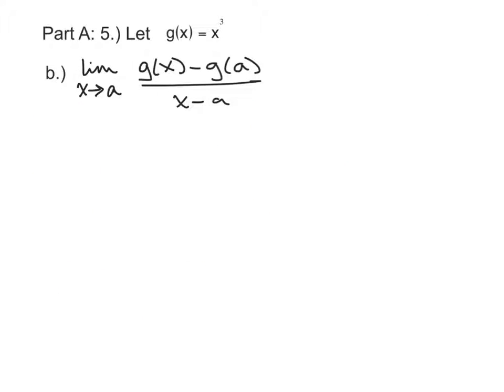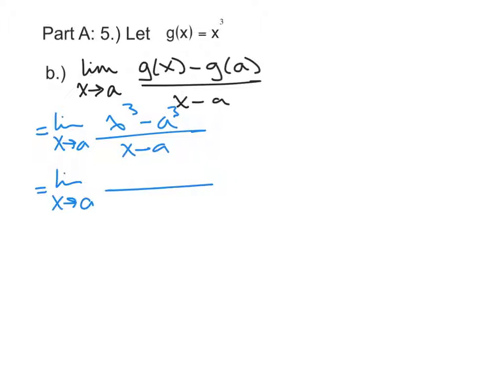The other limit that we see is the limit as x approaches a of g of x minus g of a over x minus a. So substitute first. The limit as x approaches a of x cubed minus a cubed. And what's important to remember here is how to factor that numerator. And when we have the difference of two cubes, that's going to break up into a small factor and a large factor.